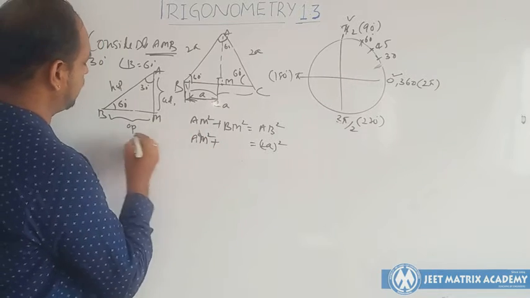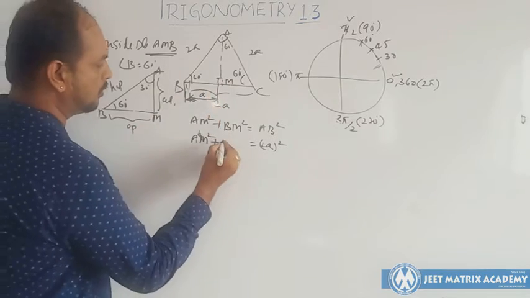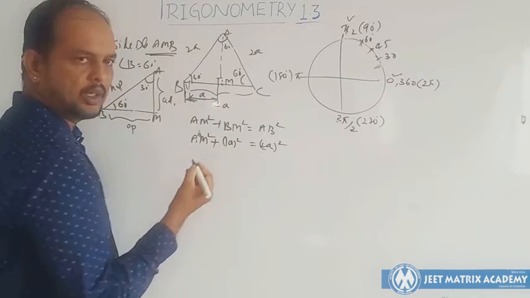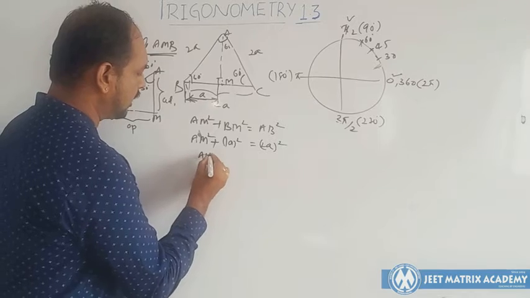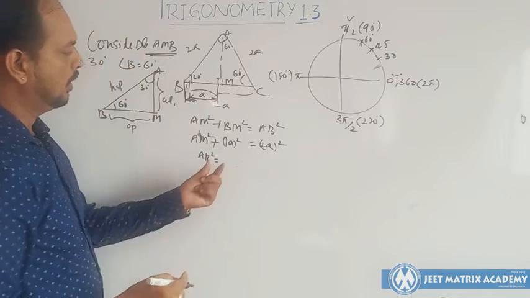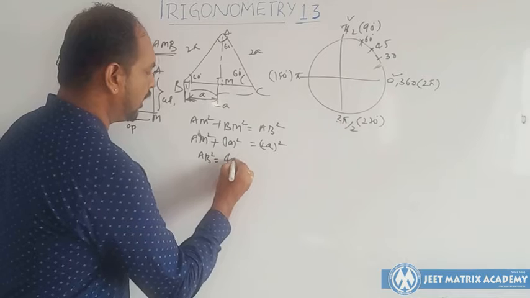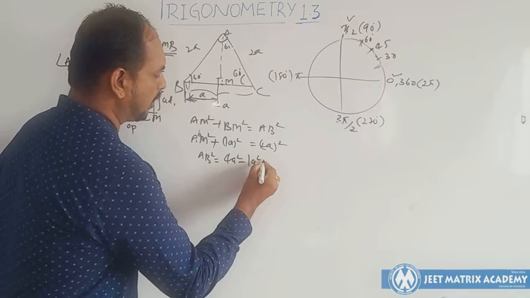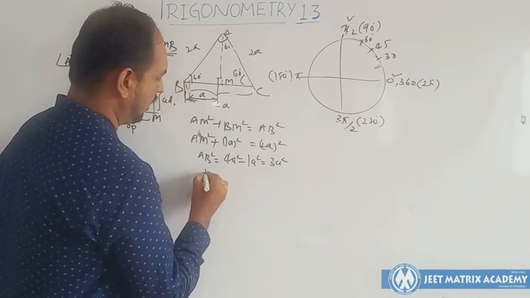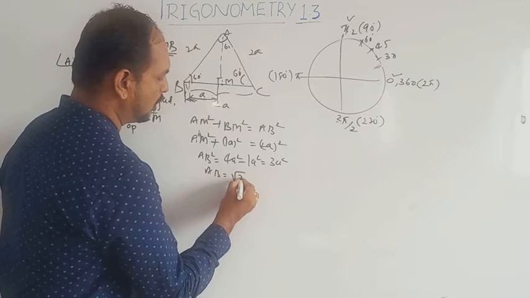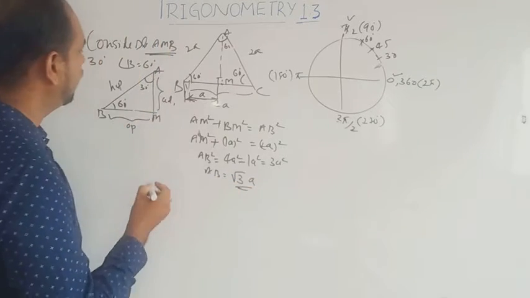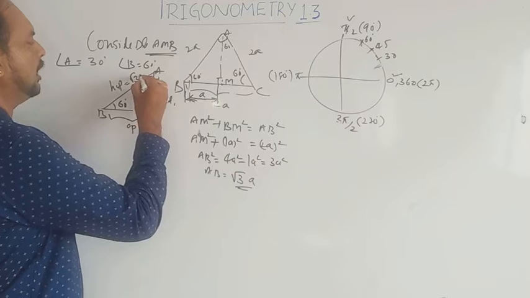Plus BM is half, this is 1A square. So now AM square equal to what happens? 2A square, that is 4A square minus 1A square, that will be 3A square. AB will be equal to root 3A, agree? So my hypotenuse is root 3A.